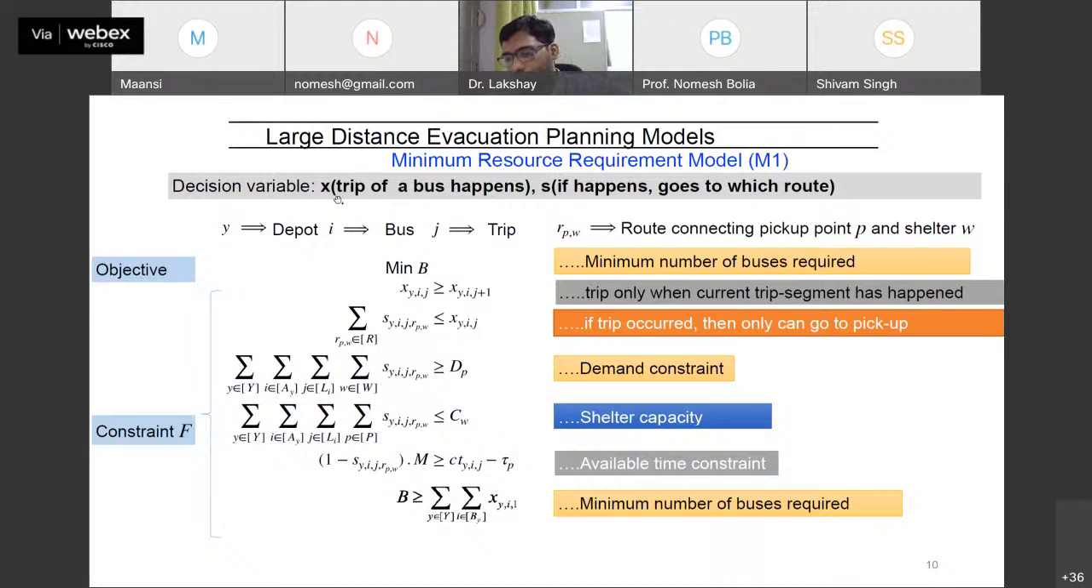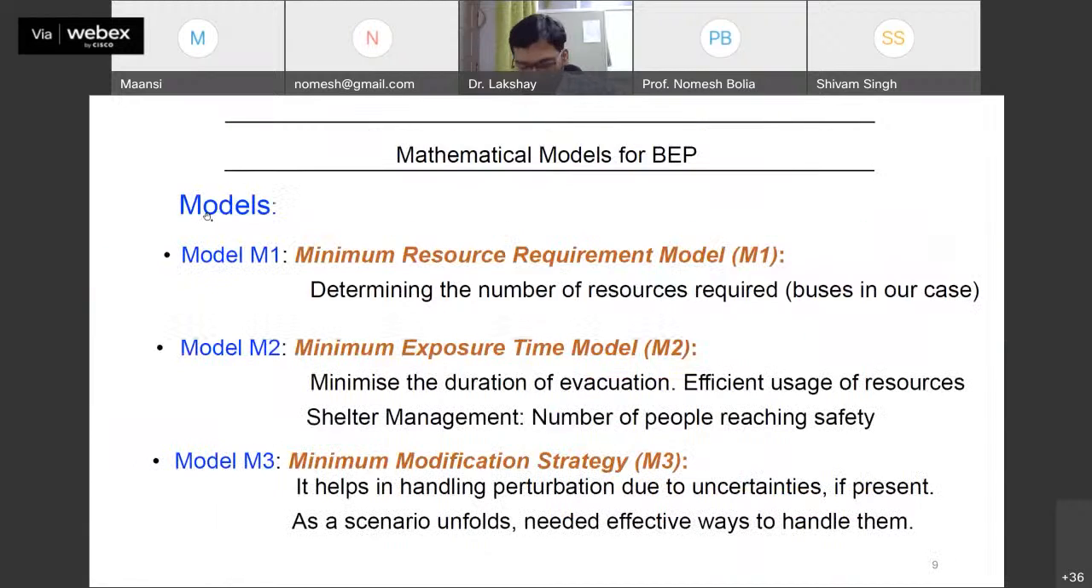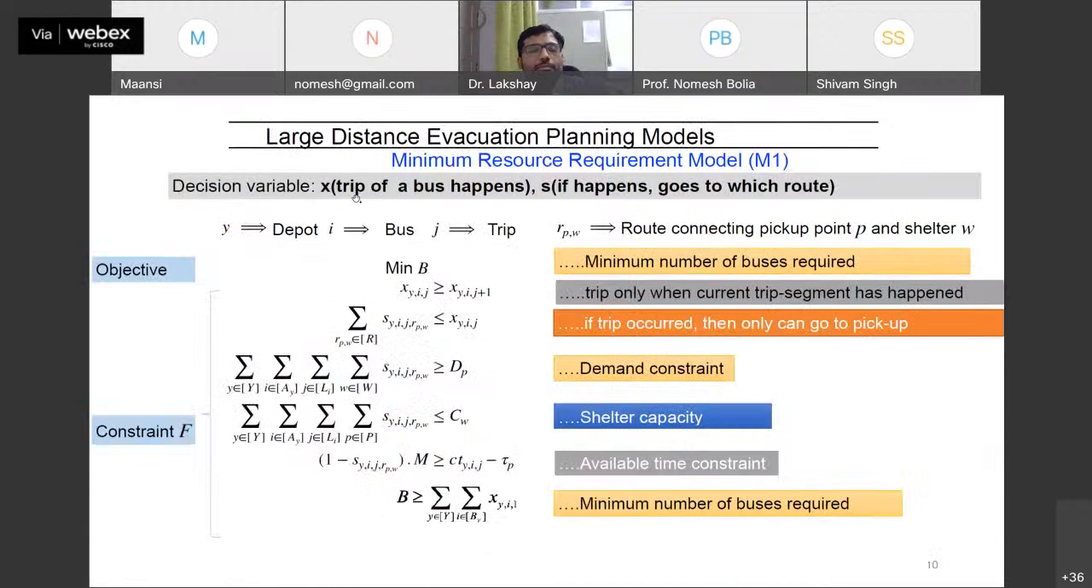Let me explain again. Just let me explain here again. The X is whether the bus is being used, that is, if its trip is happening or not. If it's happening, it's going to which place. Right? So you can see here the constraint.